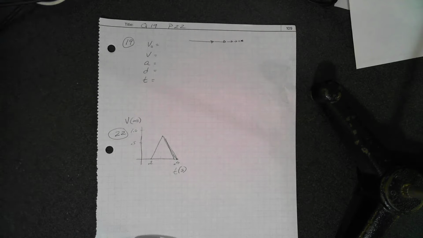So, question number 19 and problem number 22. On question 19, it says the car is traveling at 20 meters per second. The driver applies the brakes and the car slows down with an acceleration of negative 4 meters per square second. What is the stopping distance?